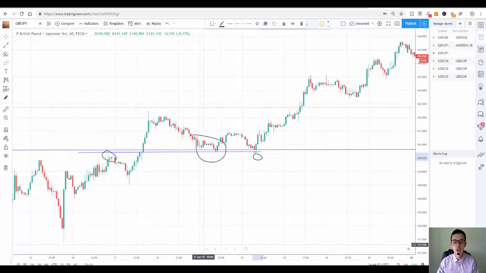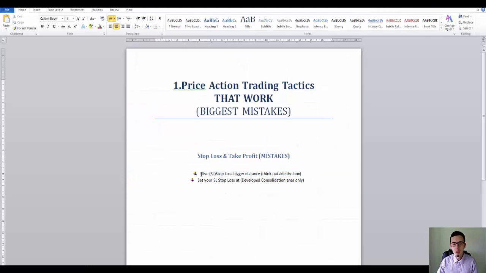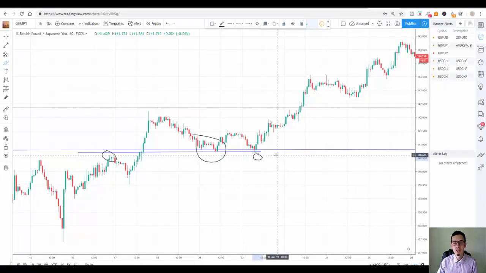So what you should do with your stop loss, so that you will not get your stop loss hit by a few pips and then the price goes up, which makes it really a hard feeling, is give your stop loss bigger distance. Think outside the box, okay? So all you need to do is just give your stop loss bigger distance. Give your stop loss more room. So put your stop loss lower or higher depending on your buy order.